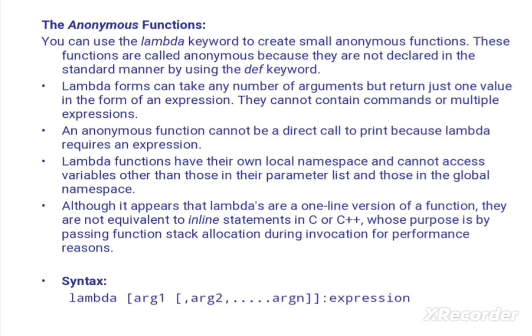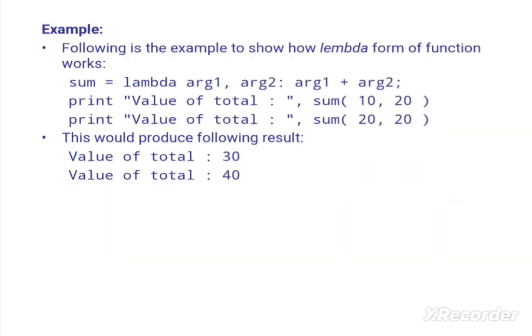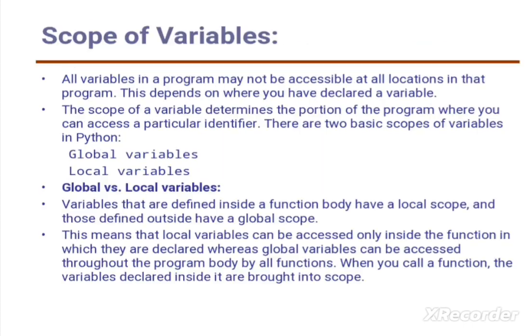So this is the syntax: lambda, argument 1, argument 2, and so on up to argument n, colon, and expression. An example to show how the lambda form of function works: sum is equal to lambda argument 1, argument 2, colon, argument 1 plus argument 2. So the print value of total, the sum value, will be displayed on the screen.